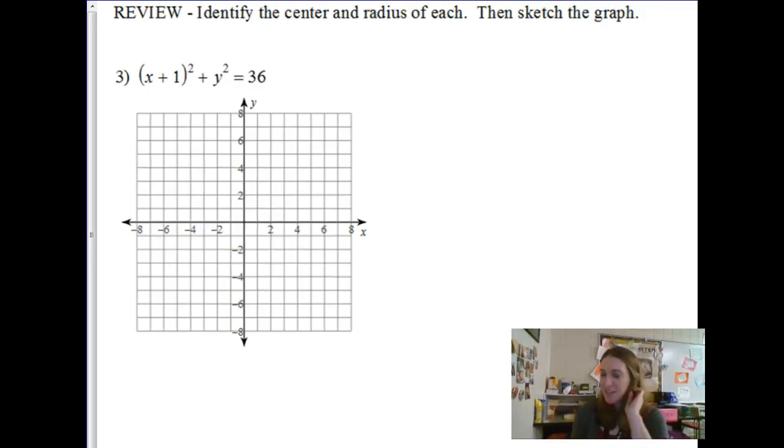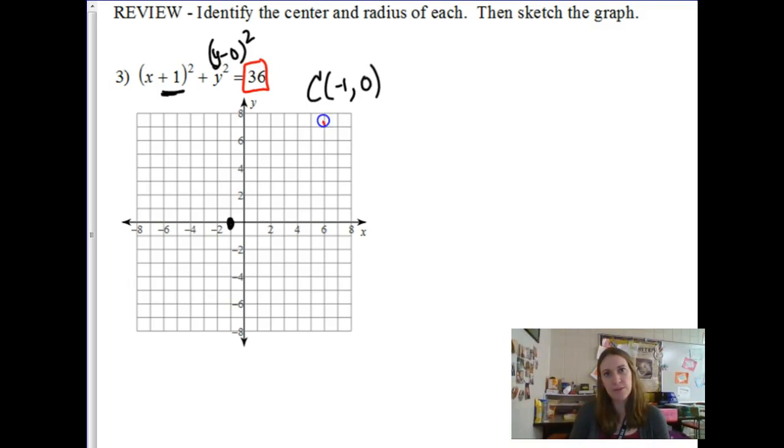Alright, this next one. Identify the center and radius once again. So here the center is at, remember, opposite signs, -1. And this is kind of strange. There's nothing going on in the y parenthesis, so they just wrote it as y squared. So (-1, 0) is the center. And then our radius length is the square root of this number, so the radius length would be 6.